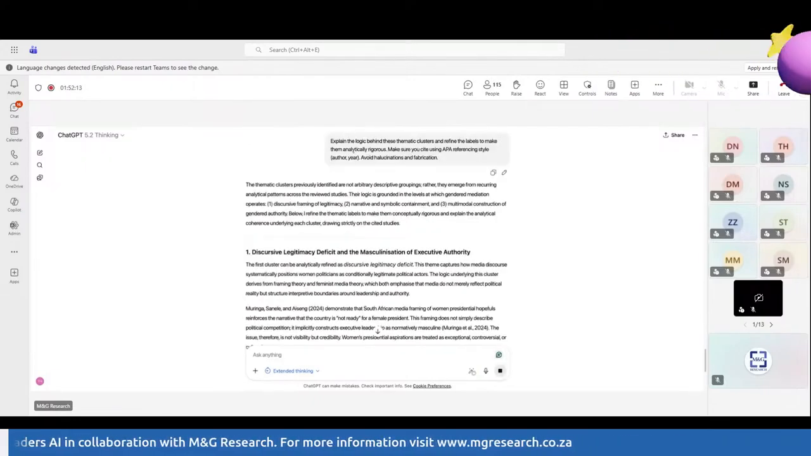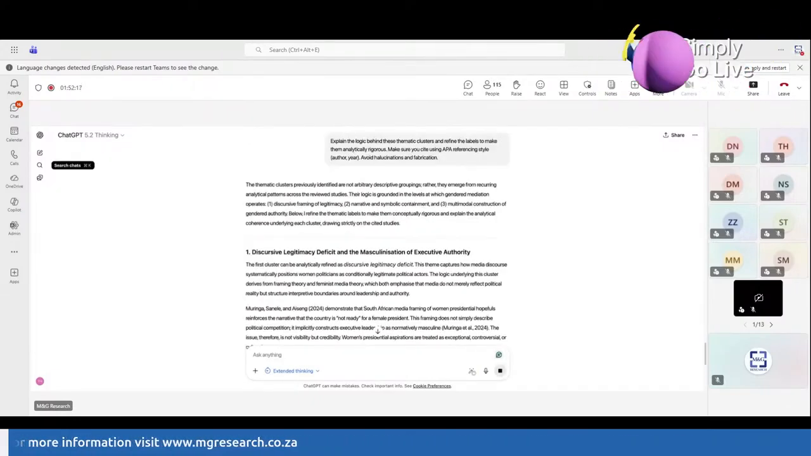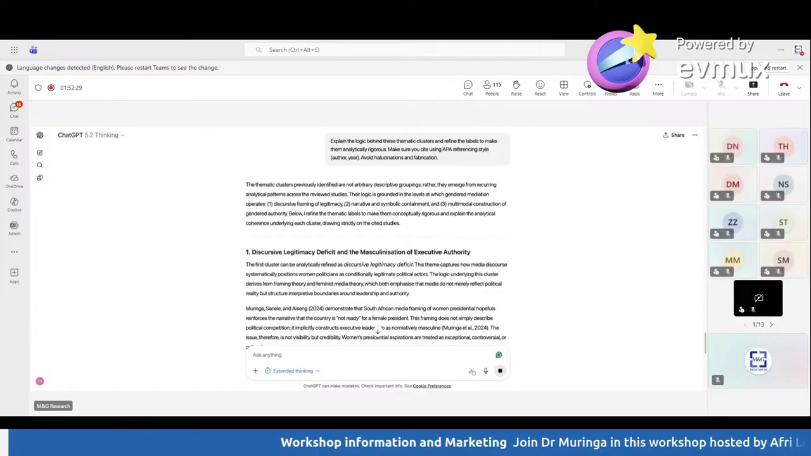So the purpose was for us to understand where these themes are coming from, right? So the first theme was detect discursive framing legitimacy, right? Then the second one is narrative symbolic containment, right? Then the third one is multimodal construction. Then they are refined here, right? So the first cluster can be analytically refined as discursive legitimacy deficit, and stuff like that.